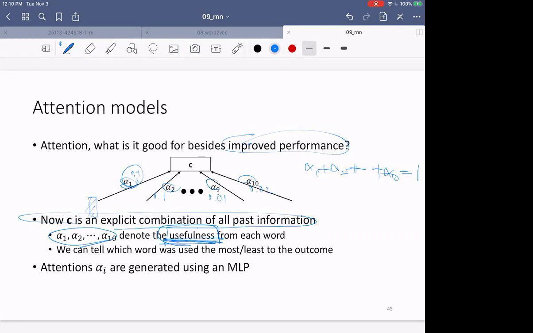All right. Now we need to talk about how these alphas are generated, because it's not the user that assigns values like 0.5 or 0.1. It's the model that decides the appropriate values for the alphas. The attention alphas are generated using an MLP. So there's another neural network besides the RNN. The RNN encodes the input sentence, and then a separate MLP decides the value of the alphas.